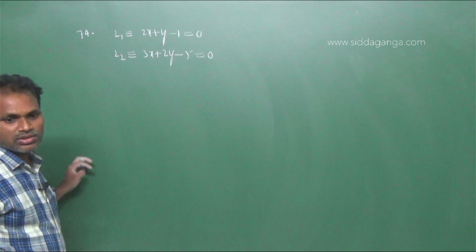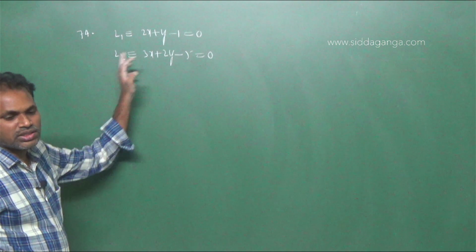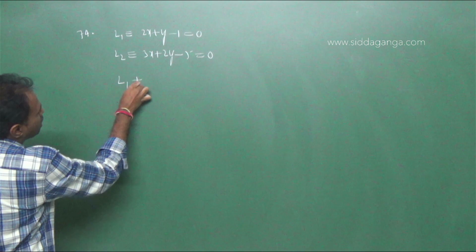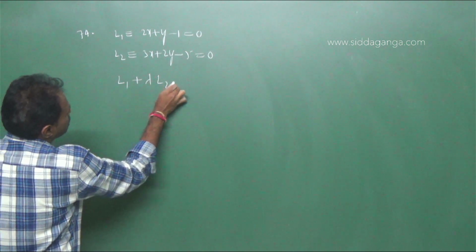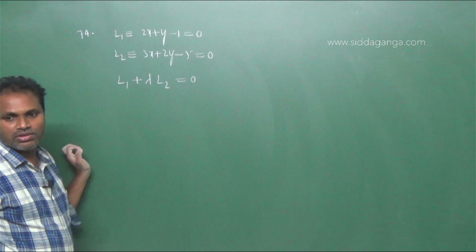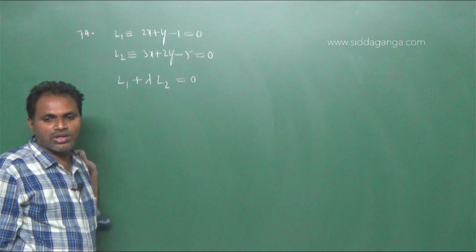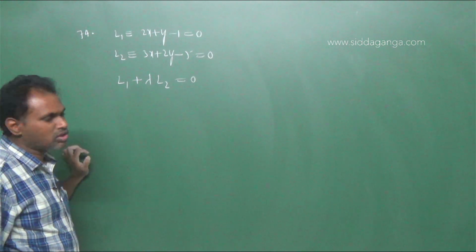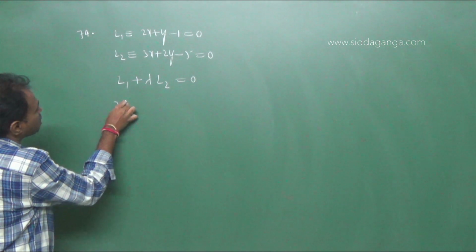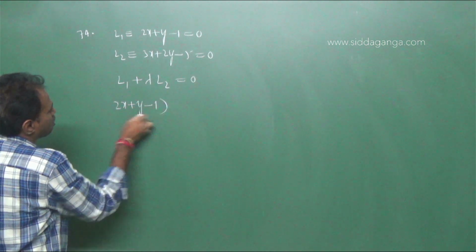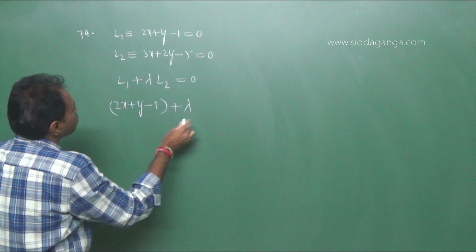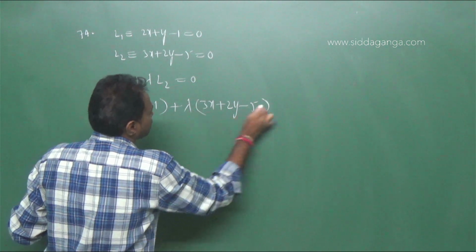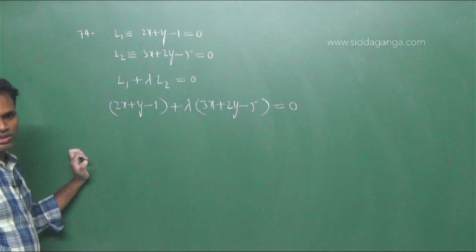Now, the equation of the straight line through the intersection of the lines is L1 plus lambda into L2 equal to 0. The equation of the straight line passing through intersection of two line equations L1 and L2 is L1 plus lambda into L2 equal to 0. That is L1 is 2x plus y minus 1 plus lambda into L2, that is 3x plus 2y minus 5 equal to 0.